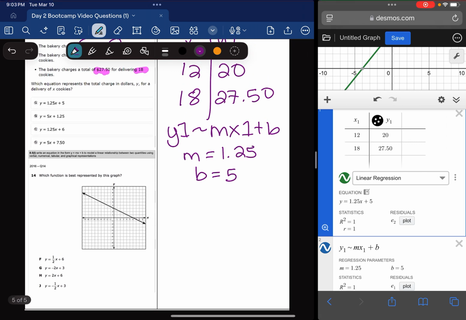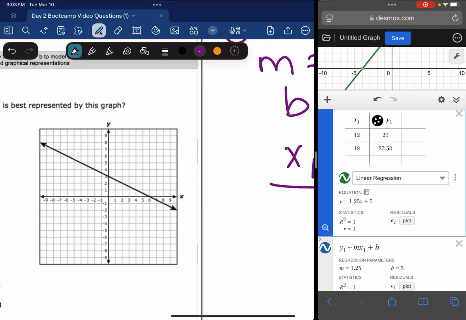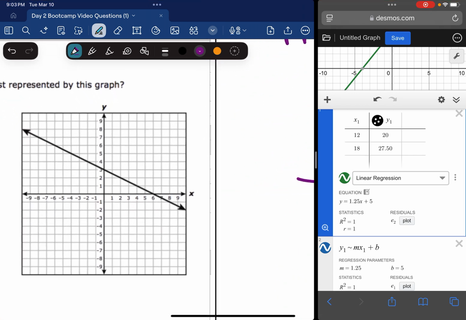Okay, next we have which function is best represented by this graph. This is another one where we're going to have to find 2 points, but we're going to have to find the 2 points on our own on this graph. Okay, so usually I'll find these 2 points here.